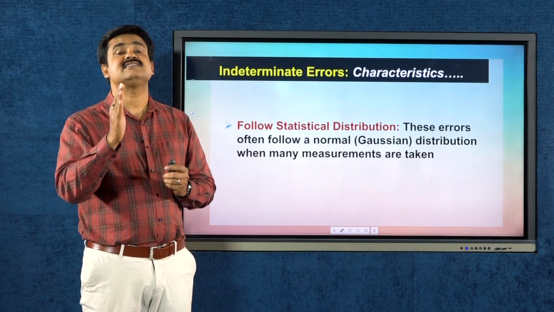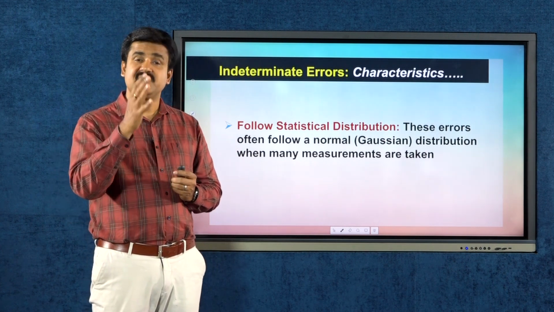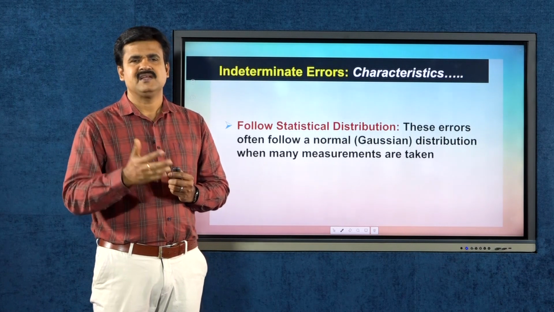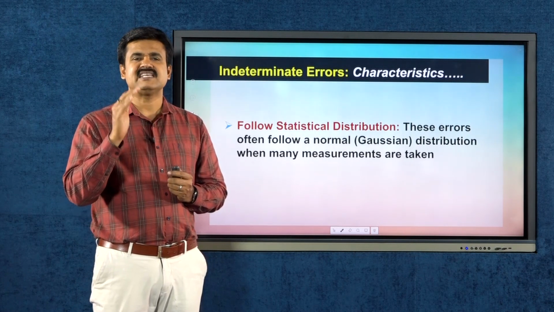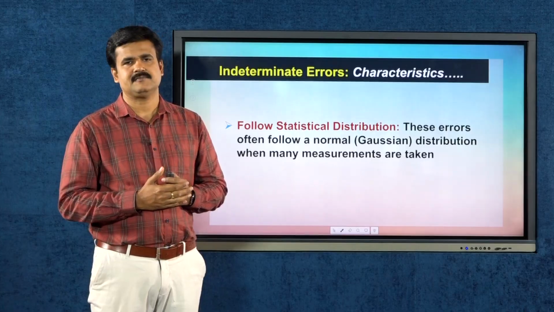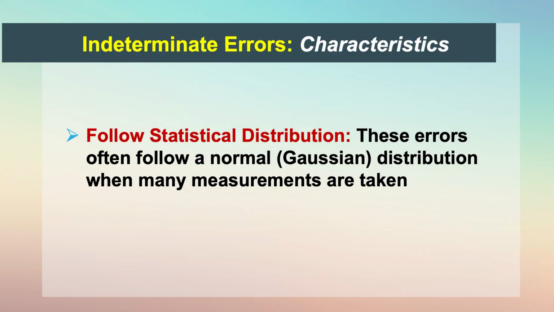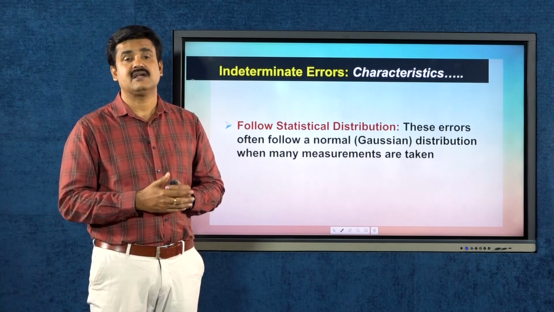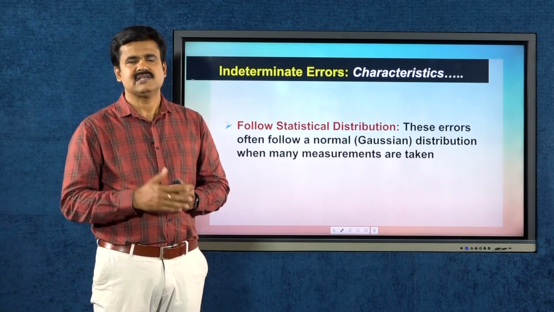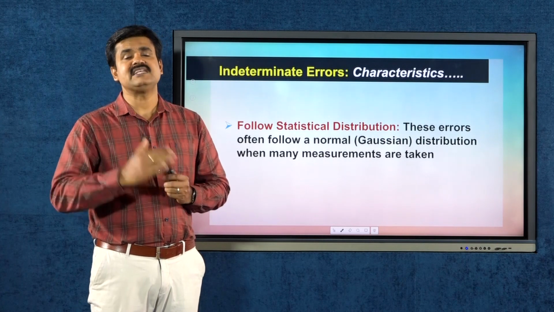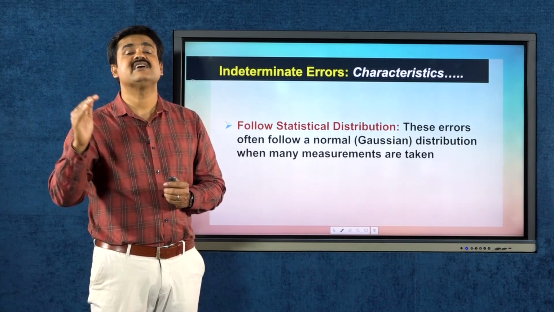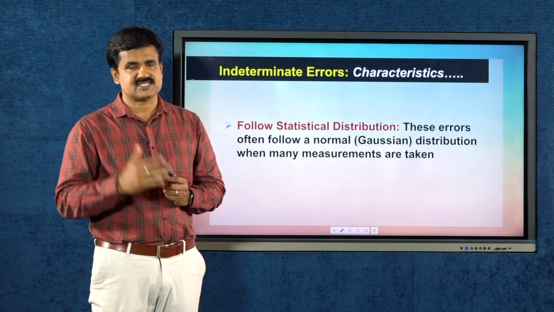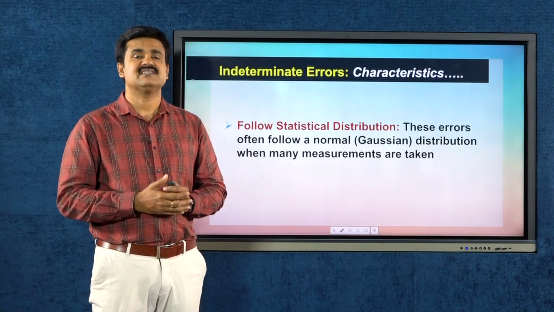They follow a statistical distribution. This is very important as far as the expression of errors in statistics is concerned. These errors often follow a normal distribution when many measurements are taken. The normal distribution in statistics is otherwise called Gaussian distribution. So, these indeterminate errors follow a Gaussian distribution or normal distribution when analyzed statistically.